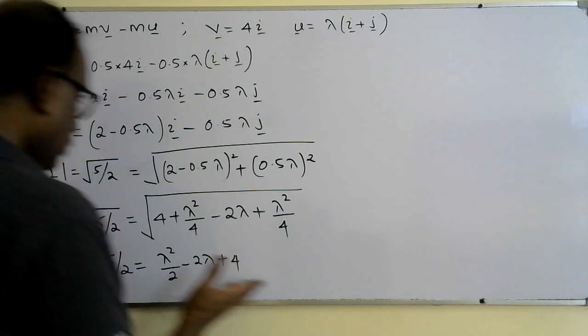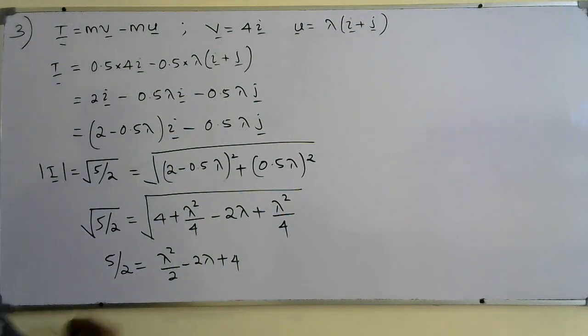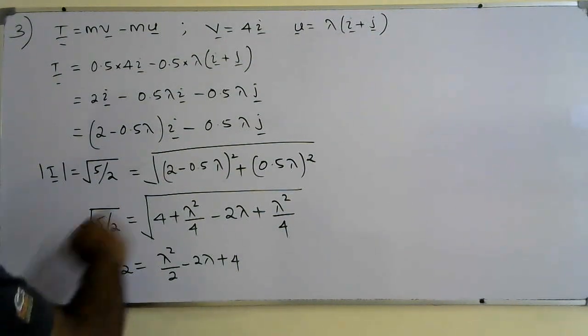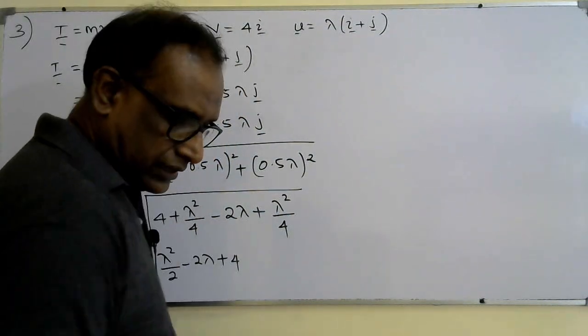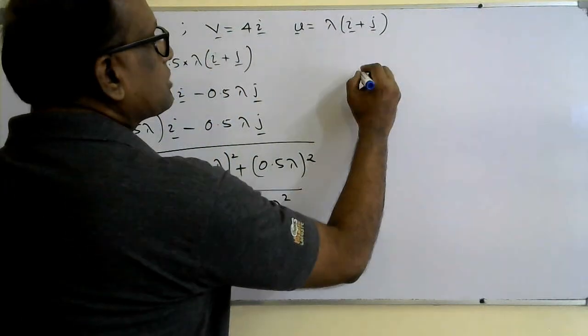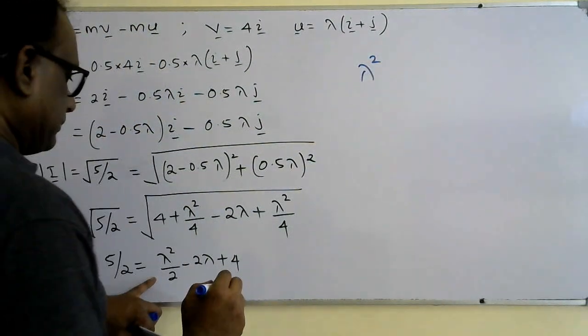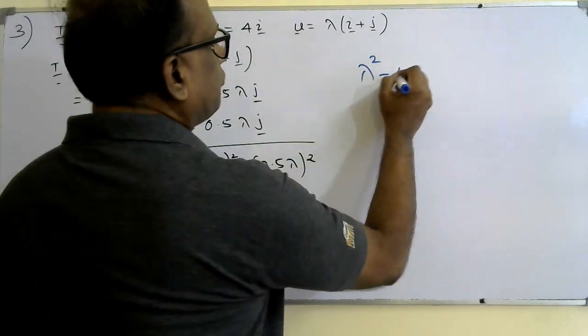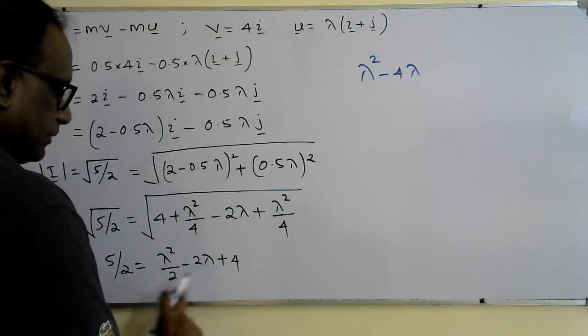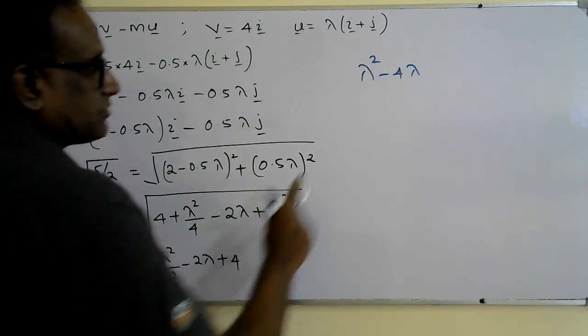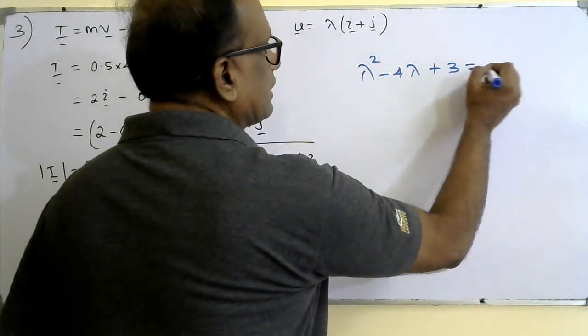So when you multiply the whole equation by 2, you will get lambda squared minus 4 lambda plus 8. Here the 5, when it goes across, will become plus 3. So rearranging, lambda squared minus 4 lambda, with 8 minus 5, plus 3, equal to 0.